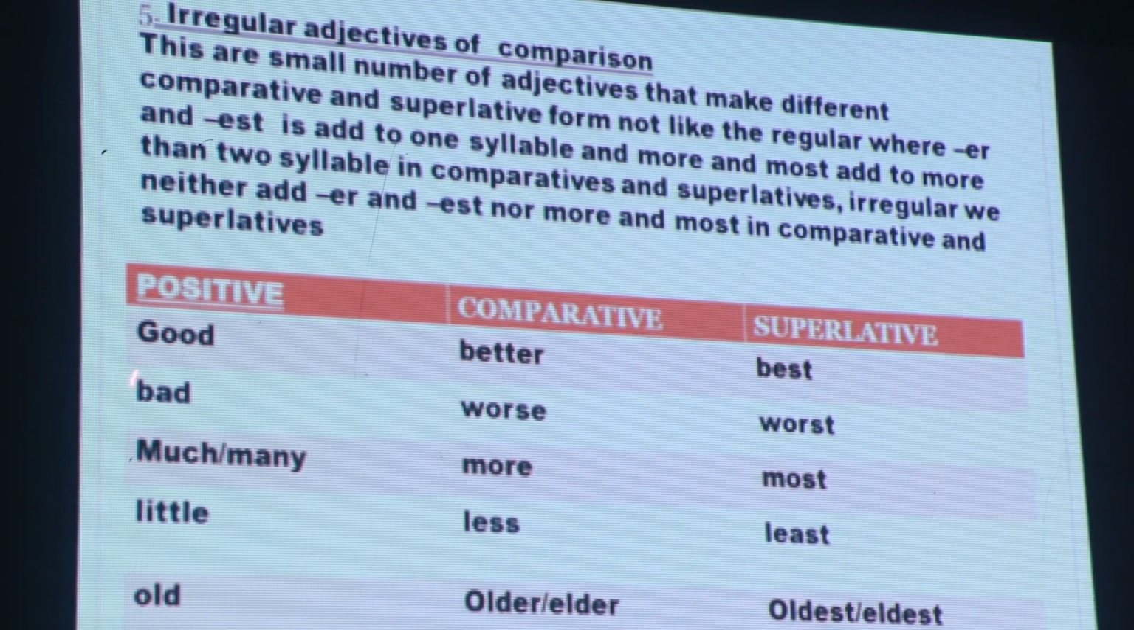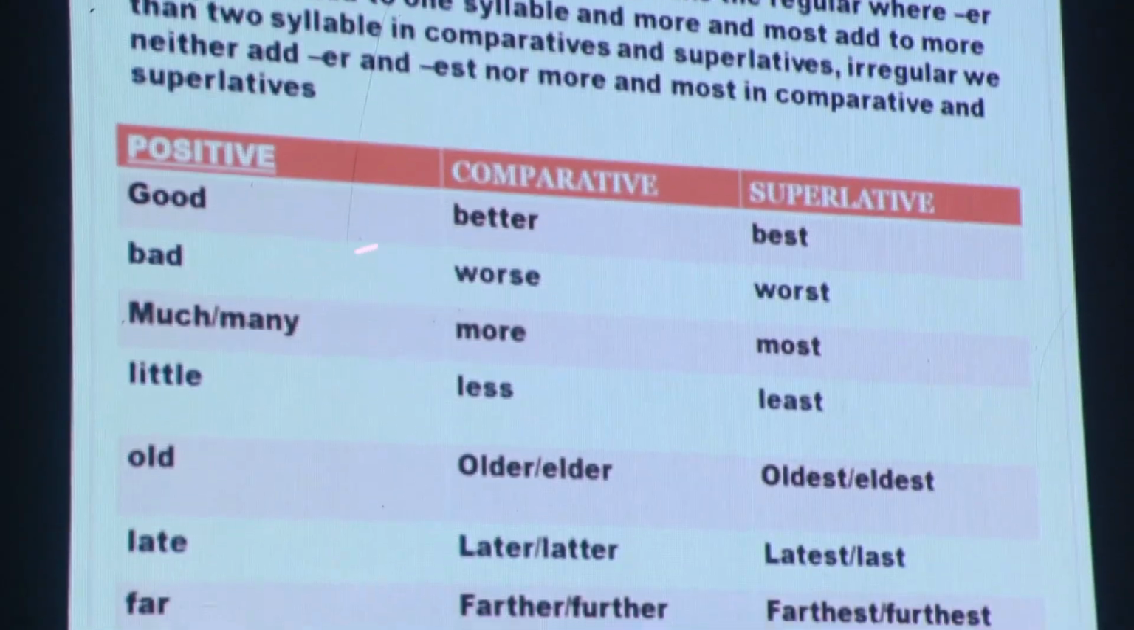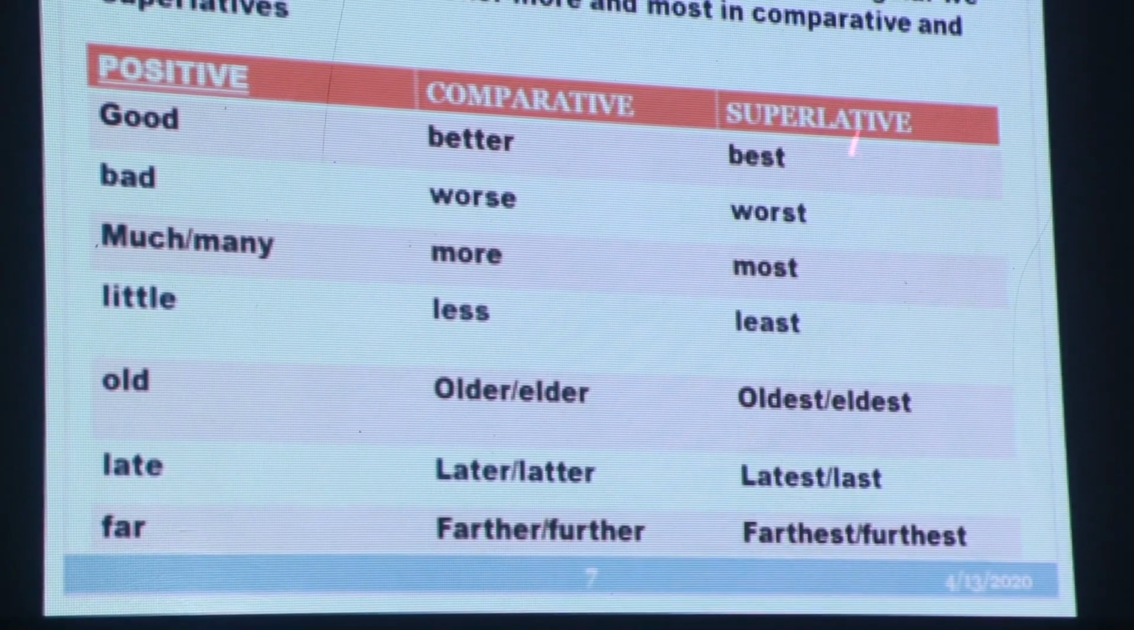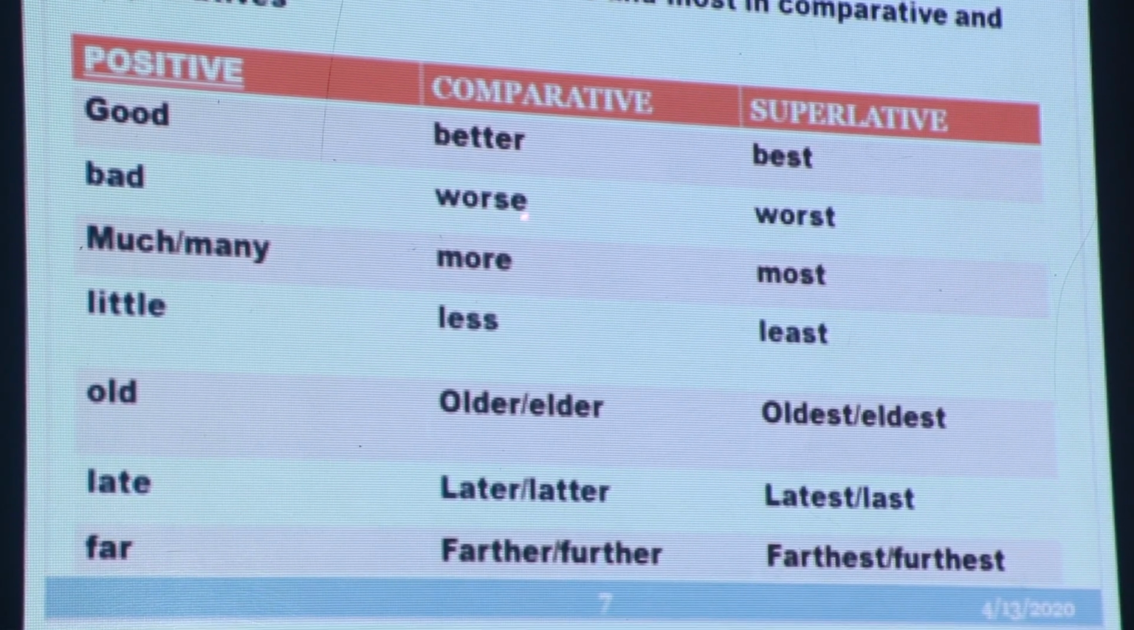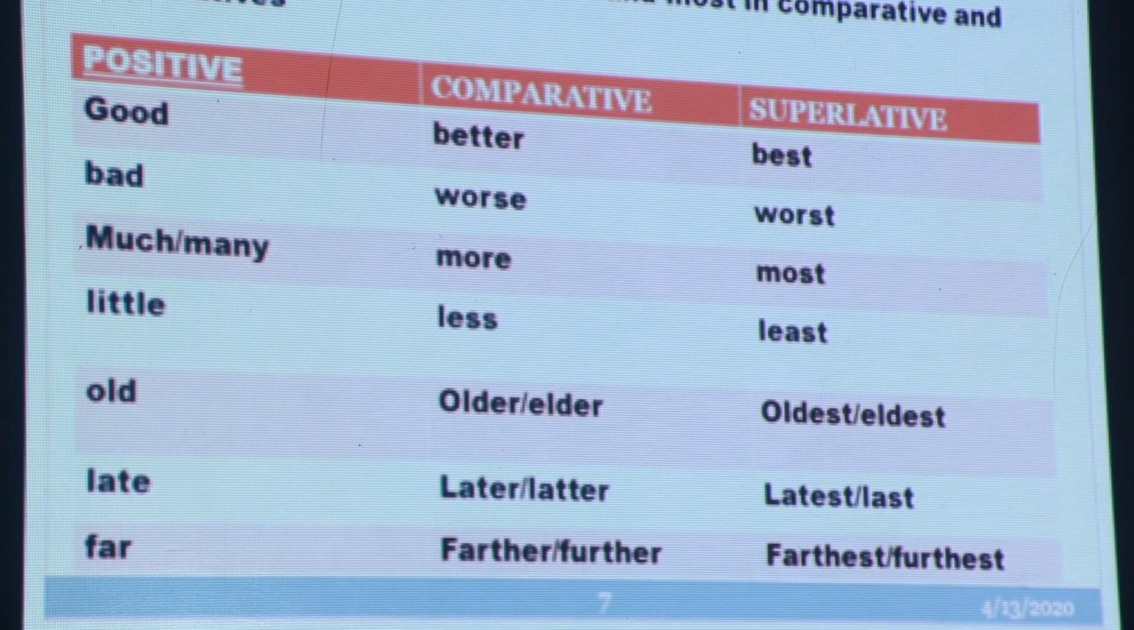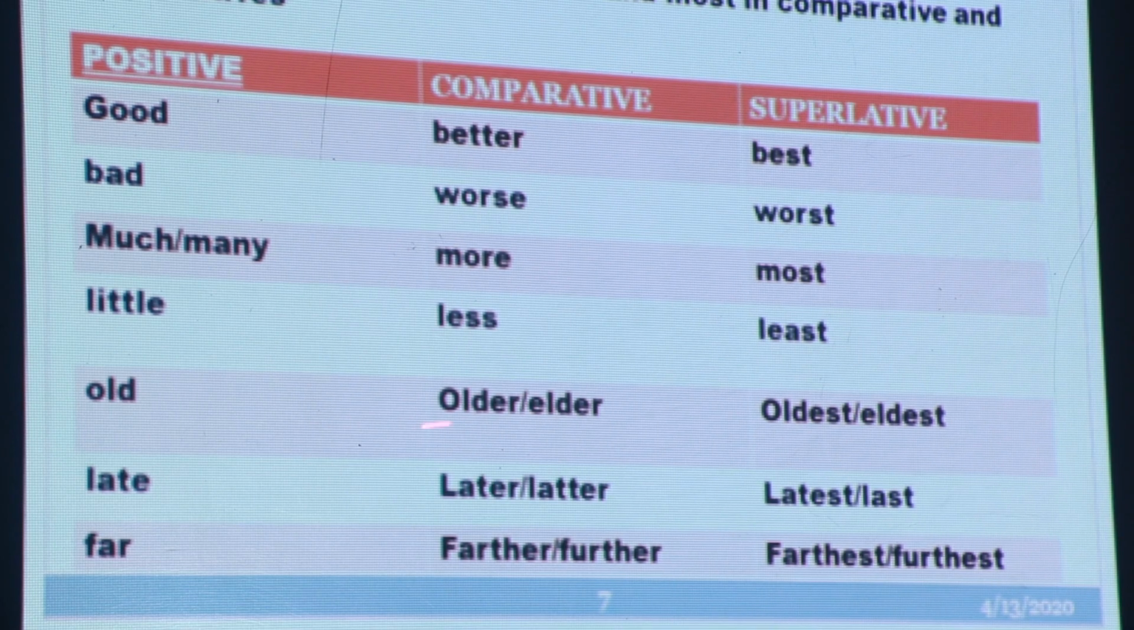So it's irregular. The other word is bad. It's an adjective. For the comparative, it's going to be worse, and for the superlative, it's going to be worst. Note the difference: this is worse, and this is going to be worst. This is much and many, much or many. For the comparative, it's going to be more, and for the superlative, it's going to be most. Little, comparative is going to be less, superlative is going to be least. Old, often they use older, or often they use elder and eldest. So sometimes, not that frequently, they use older and oldest. So you have to note this one.